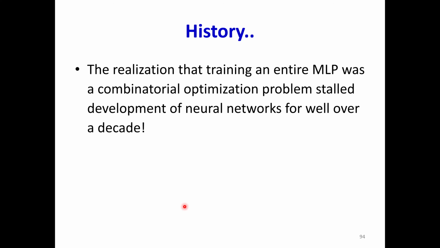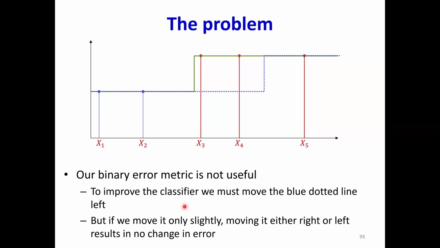Now, why do we have this problem? To see why we have this problem, the issue is this. The binary class of error metric that we used is not useful. Now over here, if the green line shows the ideal classification function, the x1 and x2 are class 0, x3, x4, x5 are class 1, then let's say my current setting of weights gives me this classifier. I find that this classifier is misclassifying 2 instances.